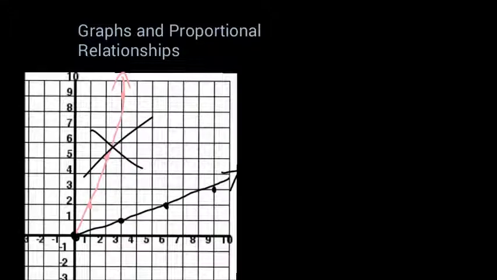So this black line, we're going up 1 and over 3, up 1 over 3, up 1 over 3. So our slope of that line would be 1 over 3, so that makes it proportional.